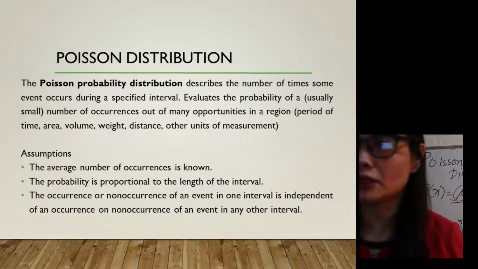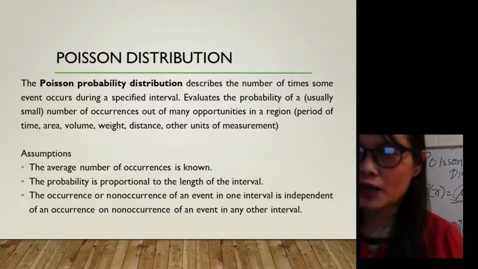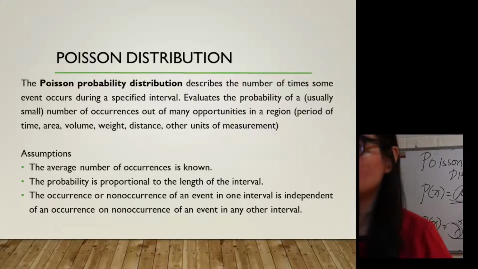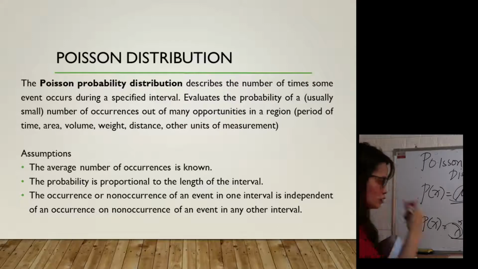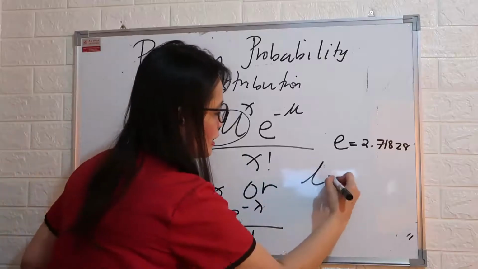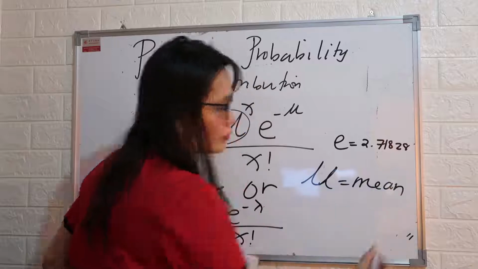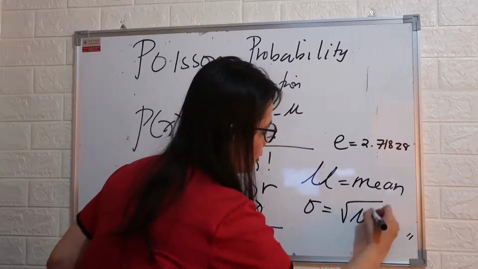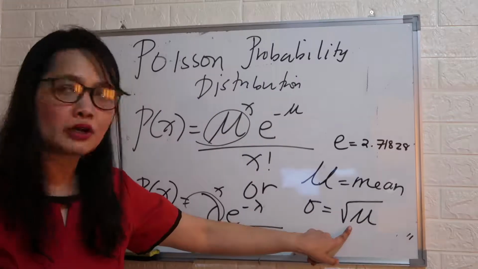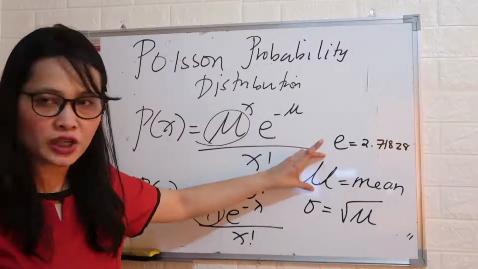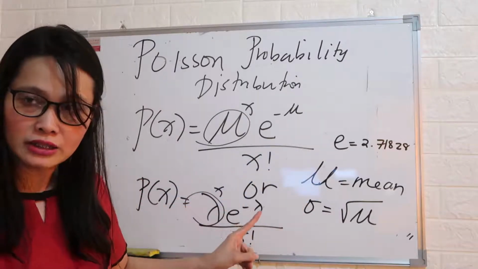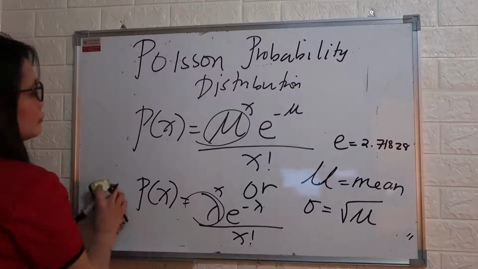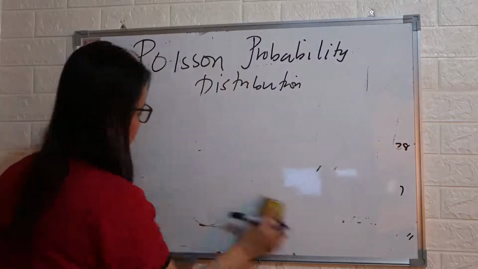So that is the Poisson probability distribution. Regarding the assumptions, the average number of occurrences is known. To solve for the mean, you are referring to mu or lambda. The standard deviation is the square root of the mean. That's how we solve Poisson probability distribution. Let's proceed now to example number 1.